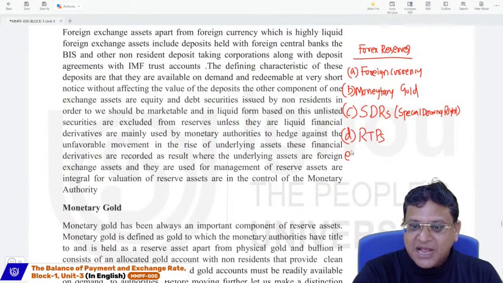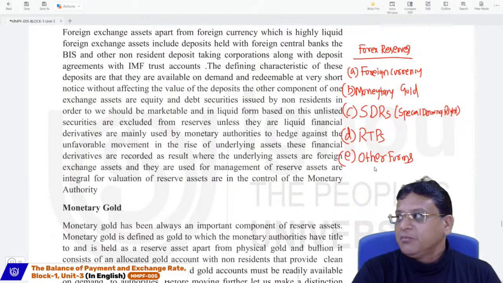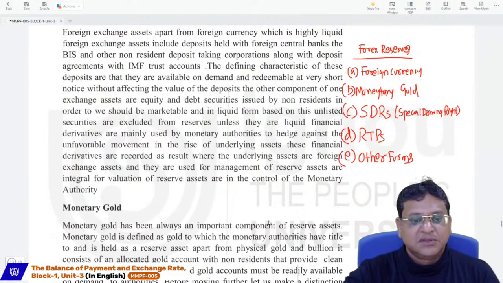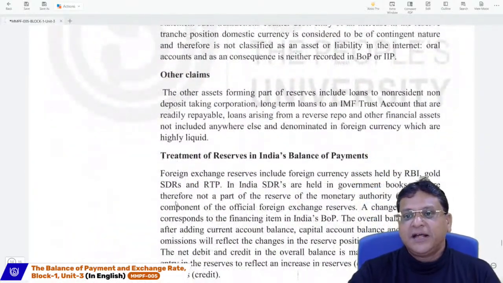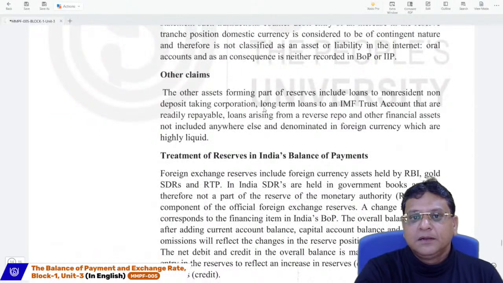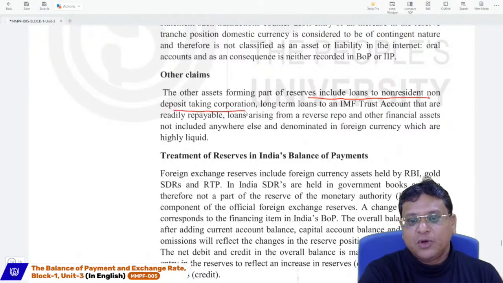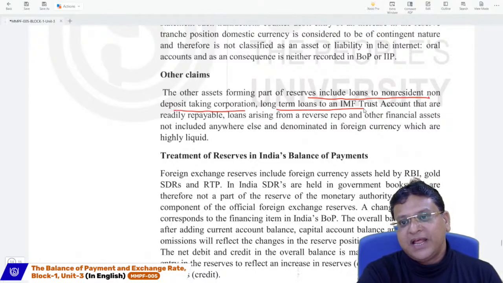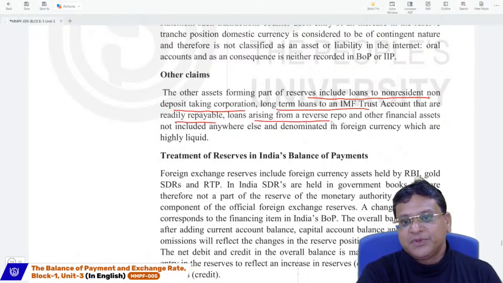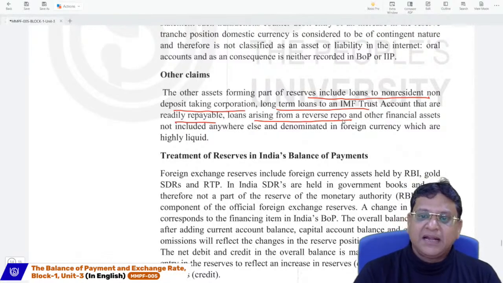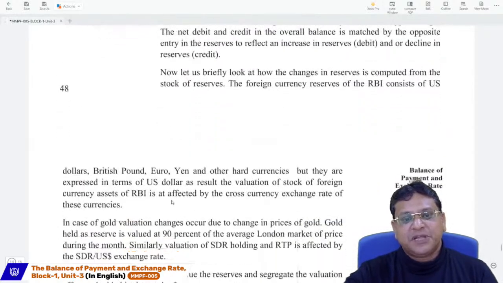And forex reserves are also held in other forms. What are the other forms? We will discuss. The other forms in which forex reserves of a country are held are loans to non-residents, deposits with a depository corporation, long-term loans to an IMF trust that are readily available, and loans arising from reverse repo transactions. All these form part of the forex reserves of a country.